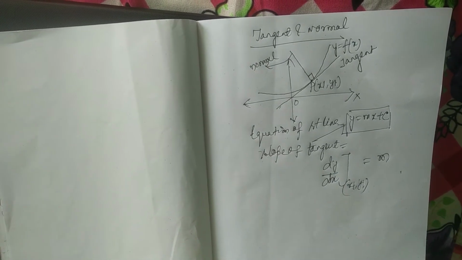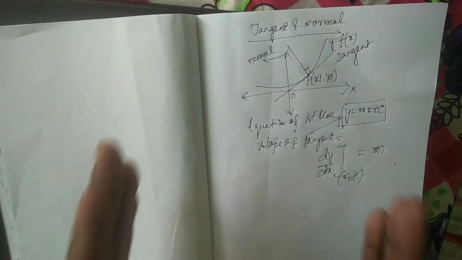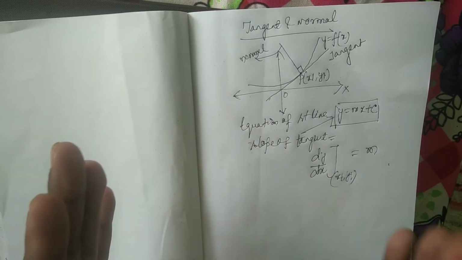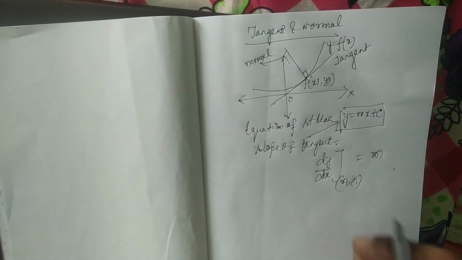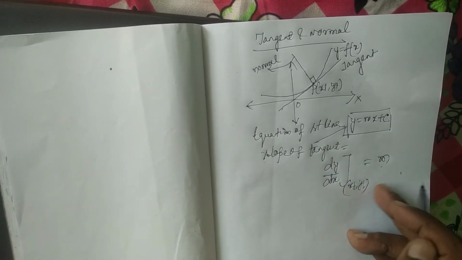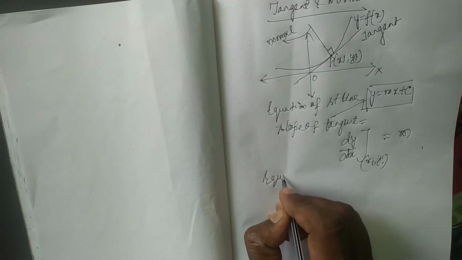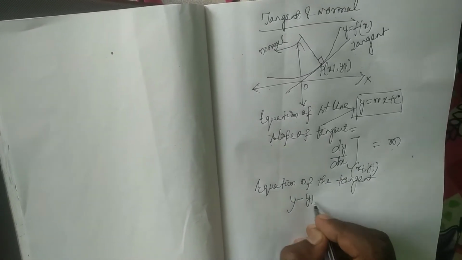As we have already discussed, the slope of the tangent is the slope of a line, because the tangent is a line, and the slope of a line is (y2 - y1)/(x2 - x1). So it can also be deduced by this result. So dy/dx at (x1, y1) is equal to m. Then what will be the equation of the tangent? The equation of the tangent is y - y1 = m(x - x1), as we know.